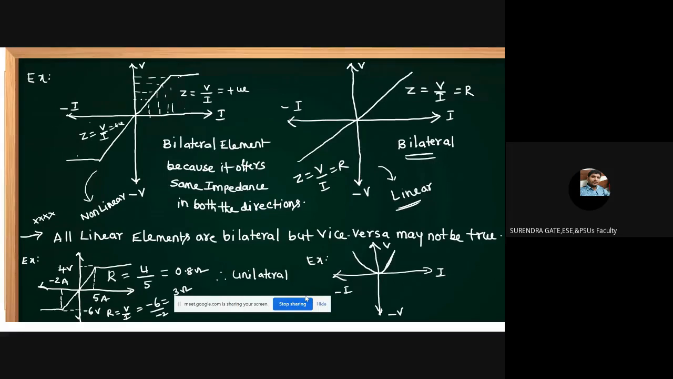You tell me, is it unilateral or bilateral? Unilateral. Very good. It is unilateral. This is positive. You calculate R equals V by minus I. R is negative here. These values are not the same. That's why it is unilateral.